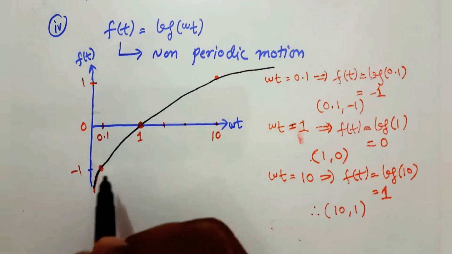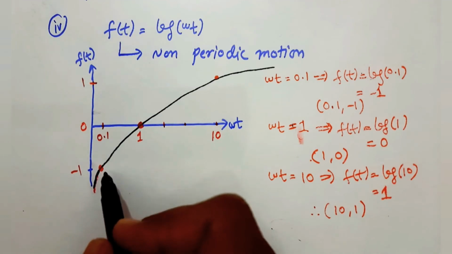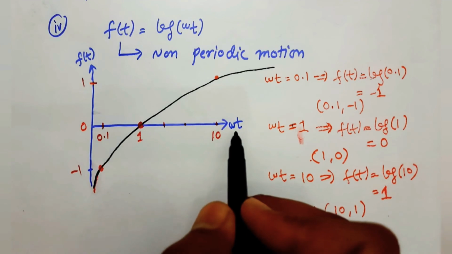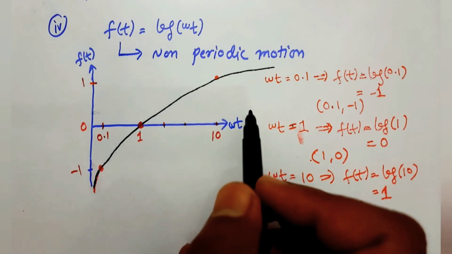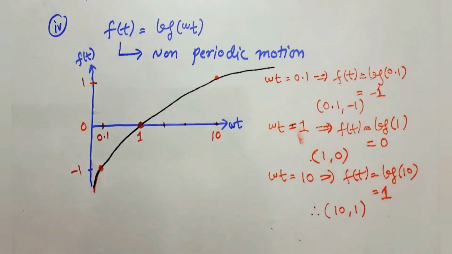So in this graph also, the curve increases with increasing omega t. So it is not repeated. So the function f of t is non-periodic motion.